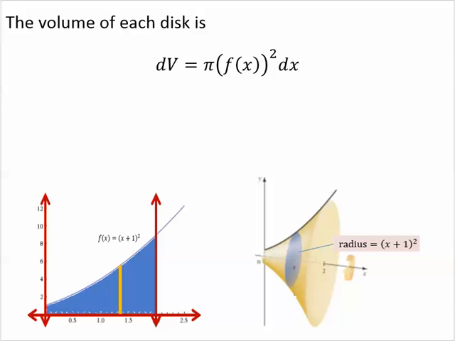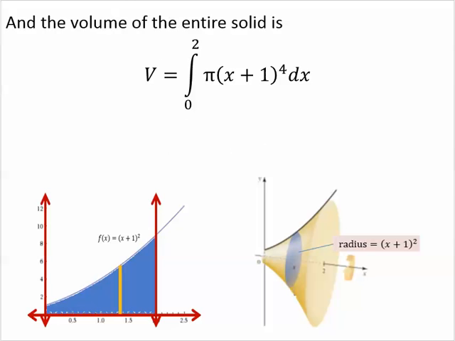Well, we have the volume of each disk. And ask yourself, what is f of x? Then simplify the expression. You have something squared, squared again, and so it's to the fourth power. That's the volume of one disk. So the volume of the entire solid is just adding all these disks up.